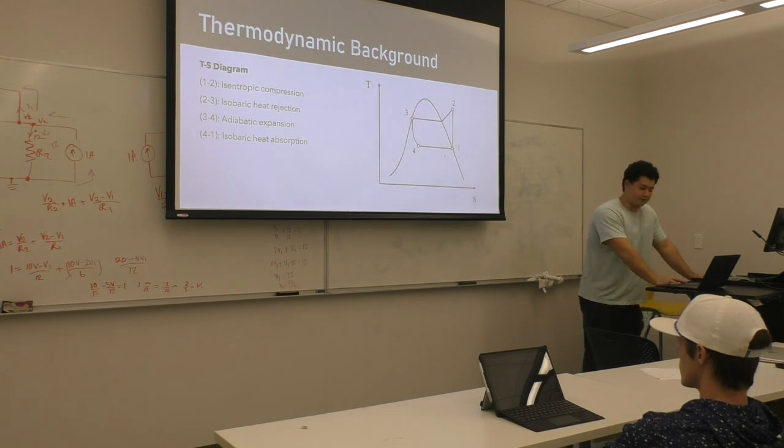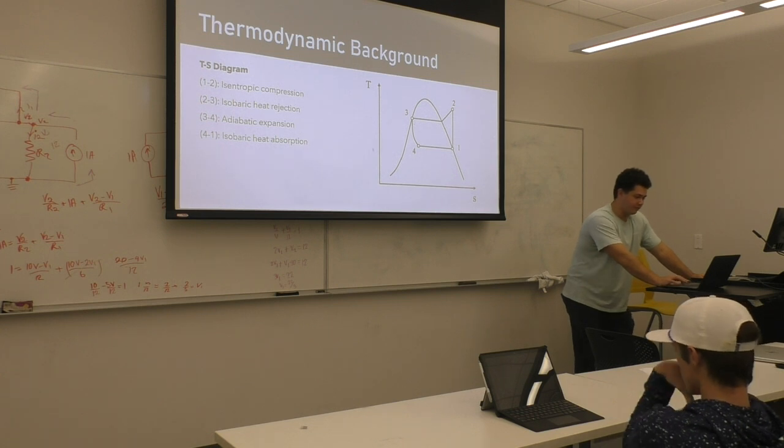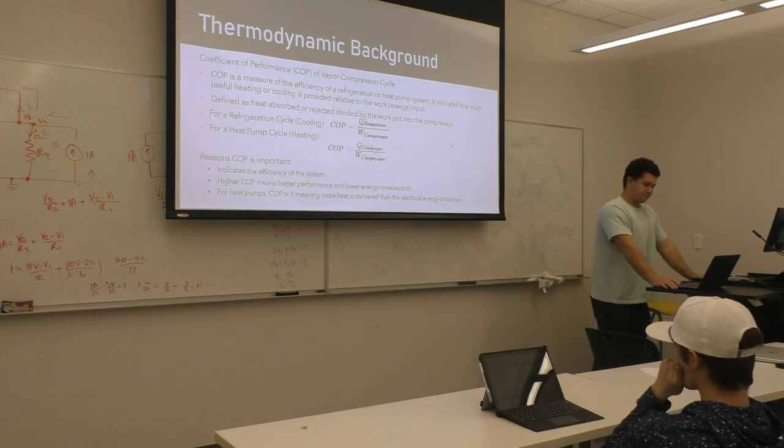And similarly, here it is on a TS diagram. So from 1 to 2, you're getting your isentropic compression. 2 to 3, you're getting your isobaric heat rejection. 3 to 4, you're getting your adiabatic expansion. In this case, it does not look to be isentropic because you're getting a little change in entropy there. But that's what we're eventually going to end up seeing. And then 4 to 1, you're getting an isobaric heat absorption again.